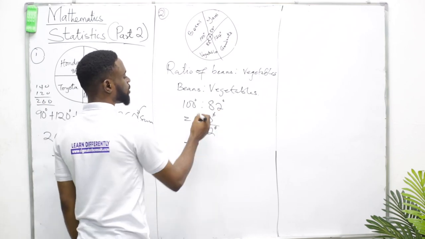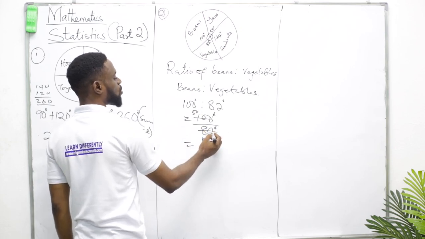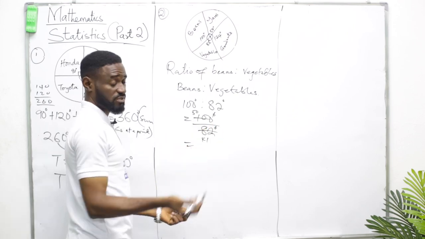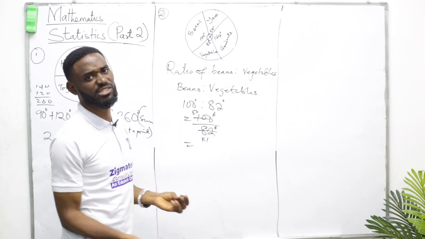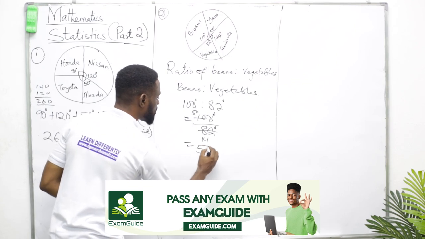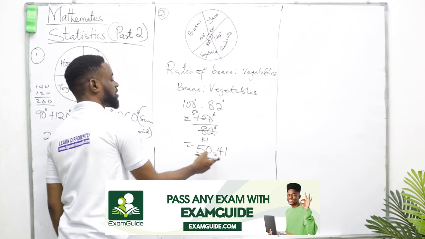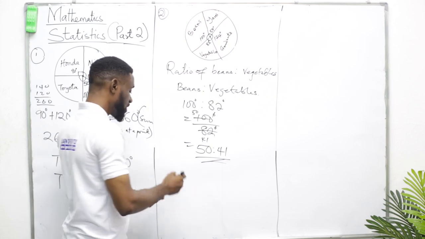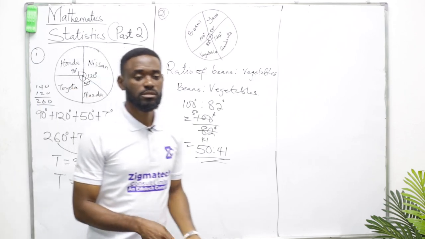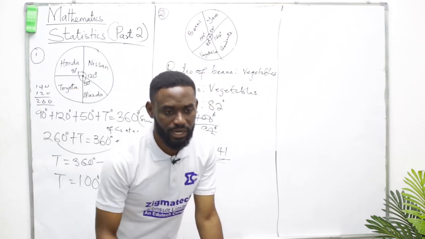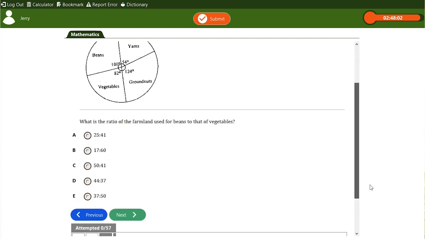This will go off, okay? 2 into 8 is 4. 2 into 2 is 1. 2 into 100 is 50. That is 2 into 10 is 5. So we'll bring this 0 to meet 5, because 2 cannot divide anything in 0, okay? So this is 50 is to 41. There are no factors again common to 50 and 41. So the ratio of the farmland used for beans to that of vegetables is 50 is to 41. So that is option C, the correct option there. So that is how to get that solved.